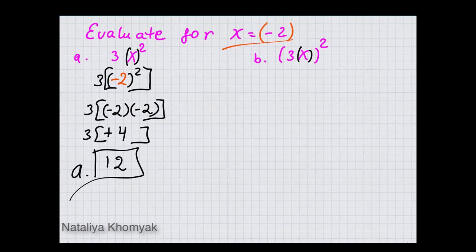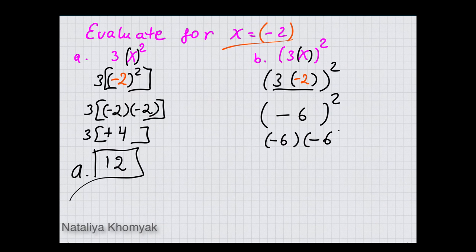For B, we have 3, parentheses, second power. Instead of x, we're going to write down negative 2, where x used to be. So we have to simplify inside of the parentheses first. So positive 3 times negative 2, we have negative 6. So negative 6 to the second power is negative 6 times negative 6. Negative times negative, we get positive 6 times 6, 36. And that's our answer for B.